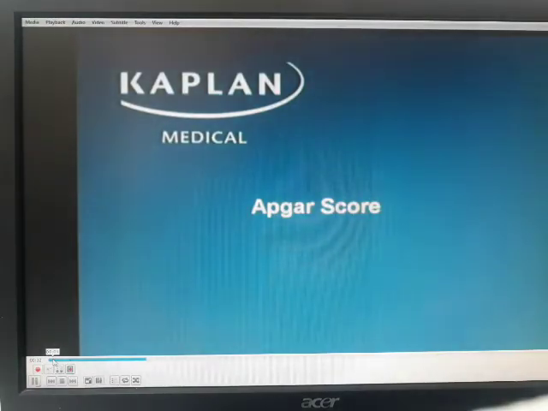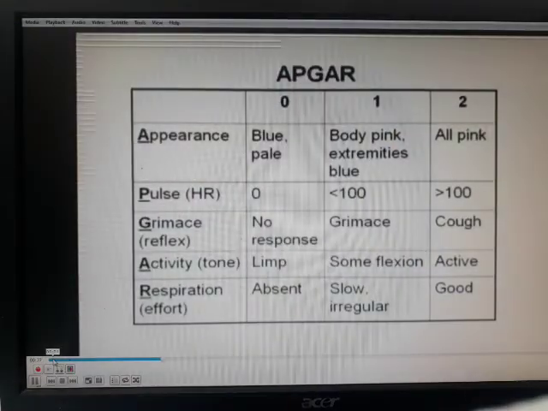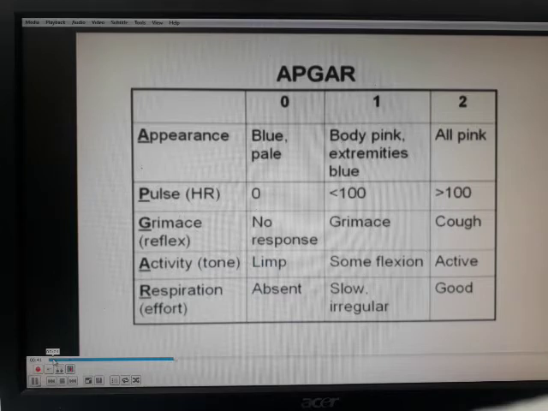First thing you need to remember for the exam is the Apgar score. The Apgar score is an evaluation of the newborn. It is given at 1 minute and at 5 minutes. It's a score that was developed by an anesthesiologist by the name of Virginia Apgar. And the mnemonic for the Apgar score is Apgar. Appearance, pulse, grimace. Grimace is when they stimulate the baby and it either cries or coughs or gets really mad. Activity, which is muscle tone, and respiratory effort.